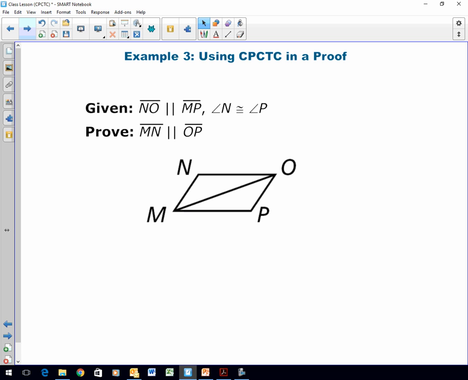So I'm trying to prove, you know what, I'll go through it with you guys. If NO is parallel to MP, and if angle N is congruent to angle P, I'm trying to prove that MN is parallel to OP. Okay? Step numero uno. What do I know about angle NOM and angle, excuse me, PMO?